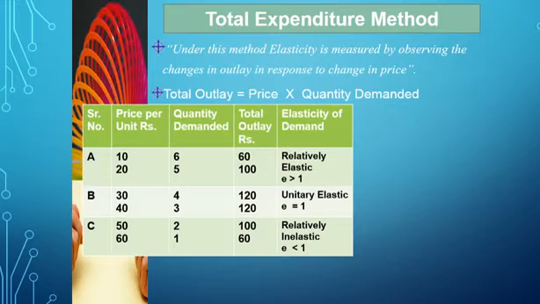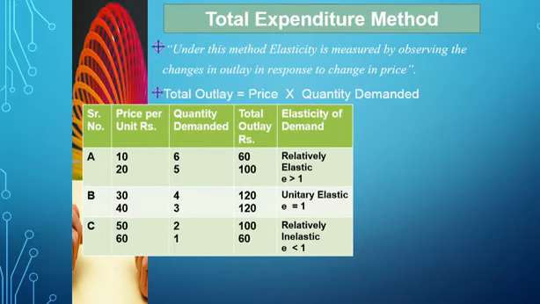Quantity demanded falls to 1 unit from 2 units, and total expenditure incurred is 60. In this case, total outlay is less than original expenditure. Hence, elasticity of demand is less than 1. This is relatively inelastic demand.